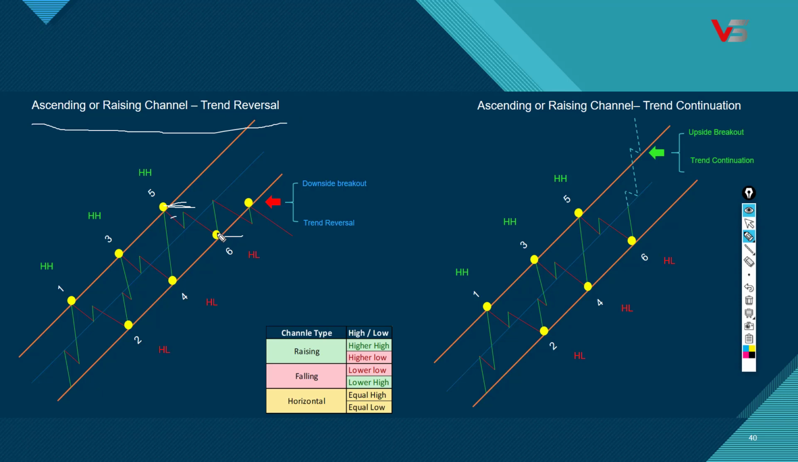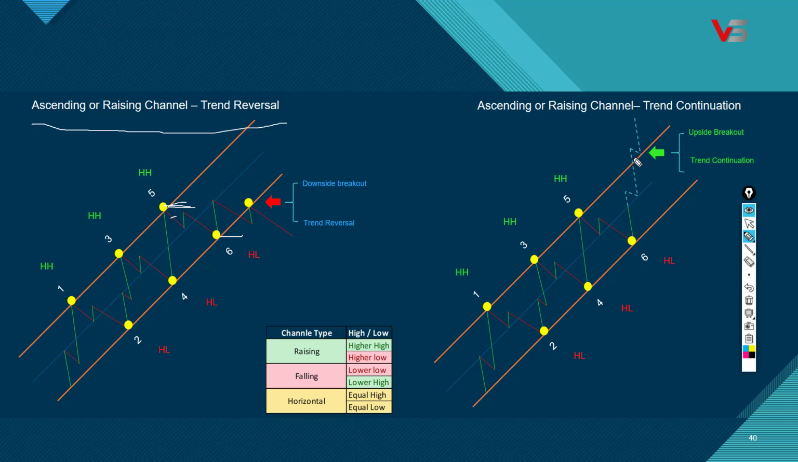After completion of this sixth wave, we have to wait and watch whether the market will move up or move down, and not enter yet. Sometimes the market will rally, break this level and go up, or sometimes the market will give a retracement, break this level, take the retesting zone, and go down further. If the price breaks below the channel, it indicates the trend reversal. This is the ascending channel for trend reversal.